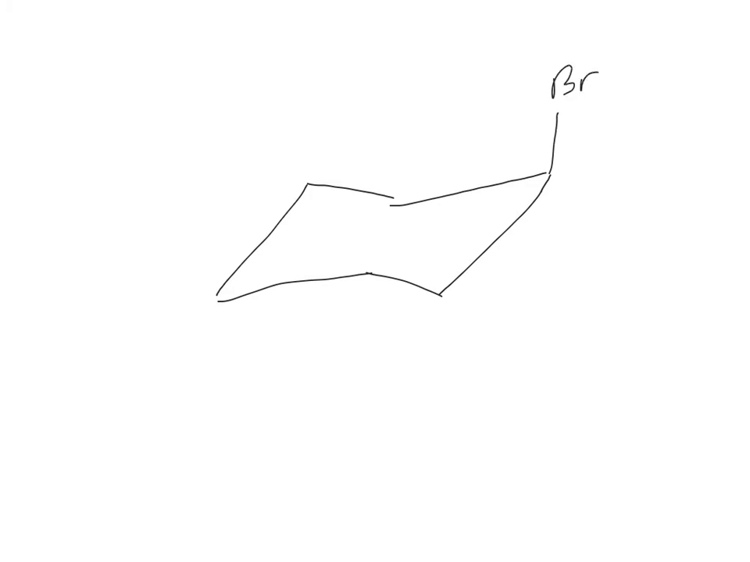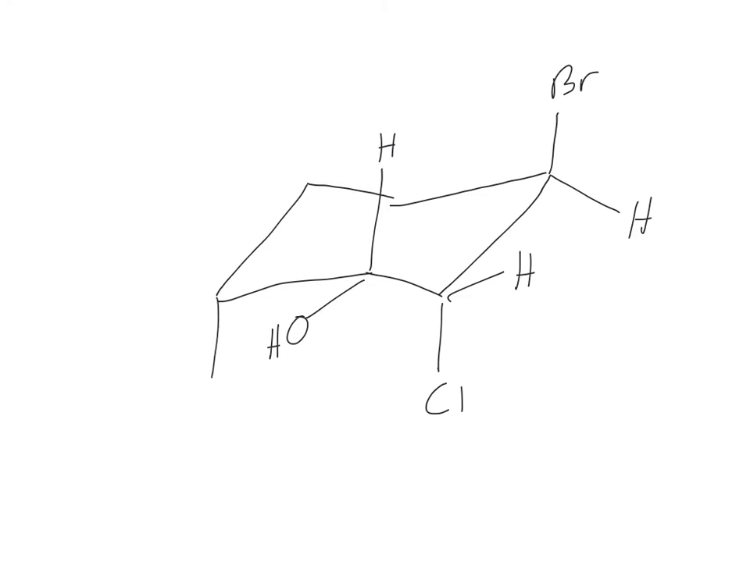Bromine axial, hydrogen equatorial down, chlorine axial down, H equatorial up, axial up, equatorial down. This was an H, this is an OH, axial down, equatorial up. This is a CH3, this is an H, axial up, equatorial down, F and a Cl, axial down, F, equatorial up, H.